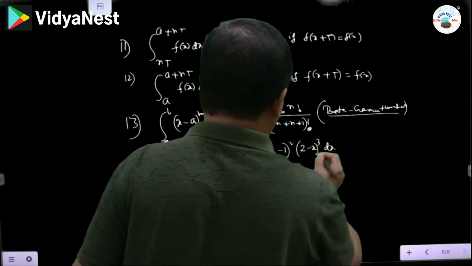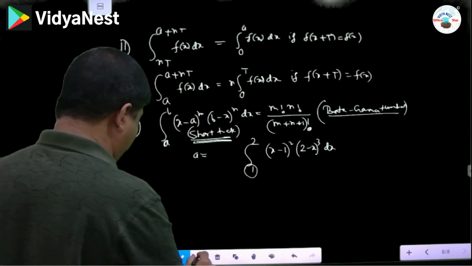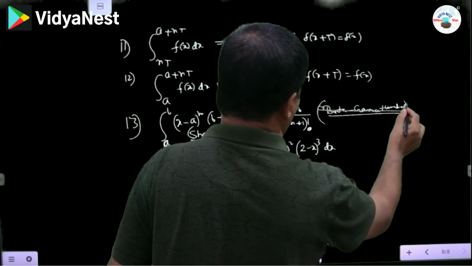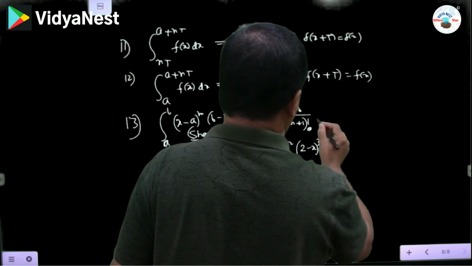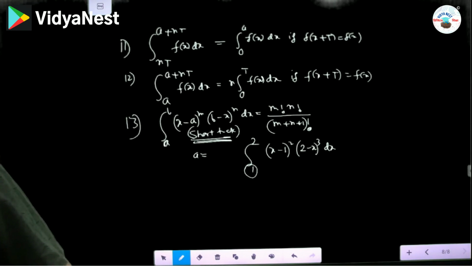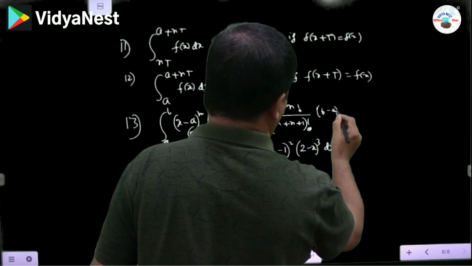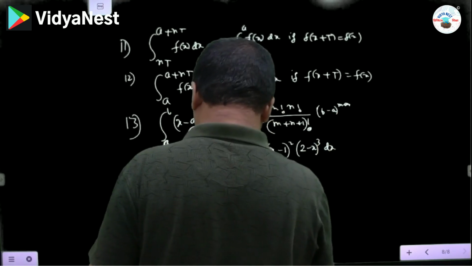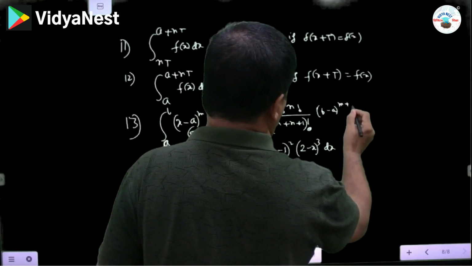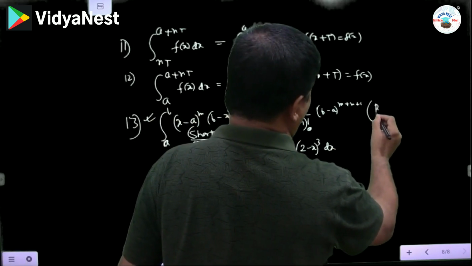This is beta gamma function and see, B minus A to the power m plus n plus 1. Okay, that is the application of beta gamma function.